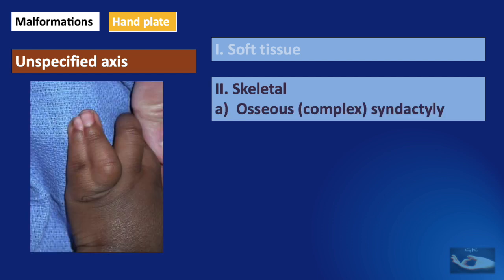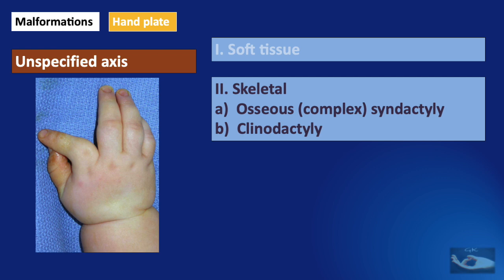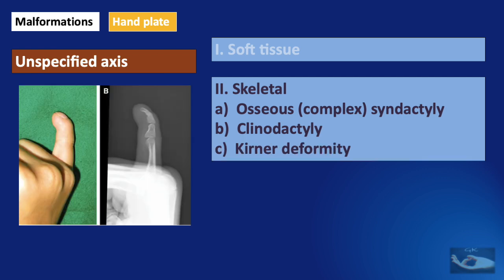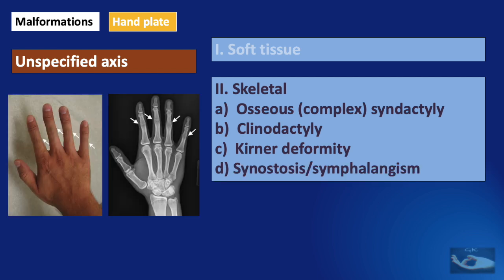There could be a syndactyly where the bones are united, otherwise known as osseous or complex syndactyly, a clinodactyly where the finger is bent to one side in the radial ulnar axis, Kirner deformity where there is a deformity of the terminal phalanx of the finger alone, or a synostosis or symphalangism where the joints are congenitally fused.